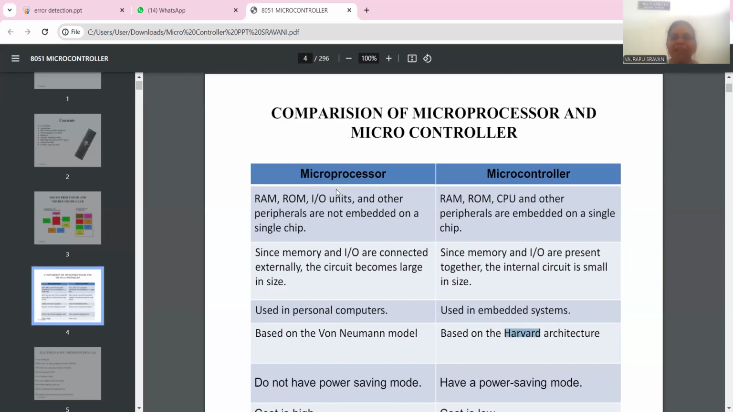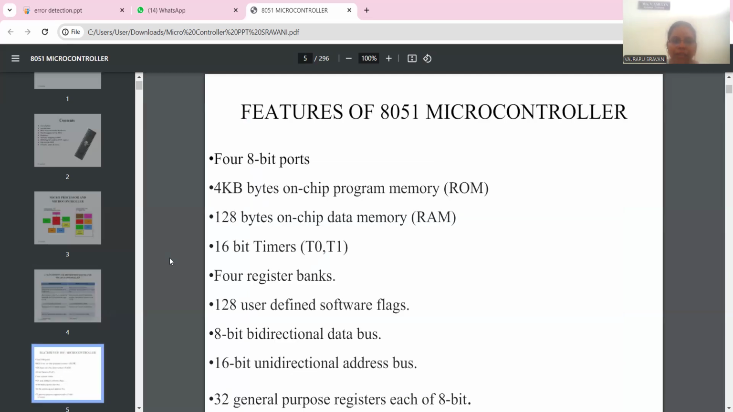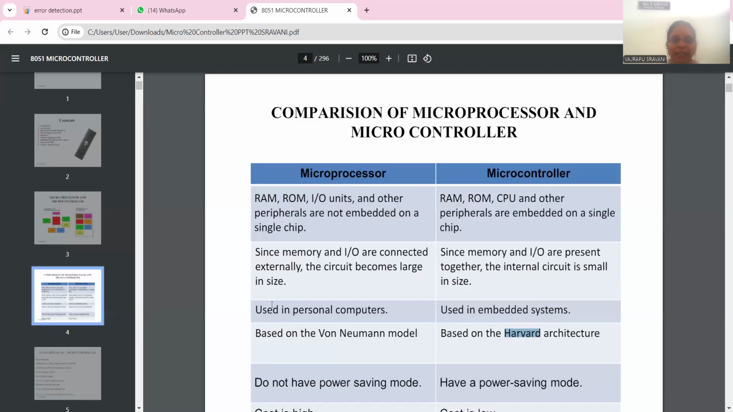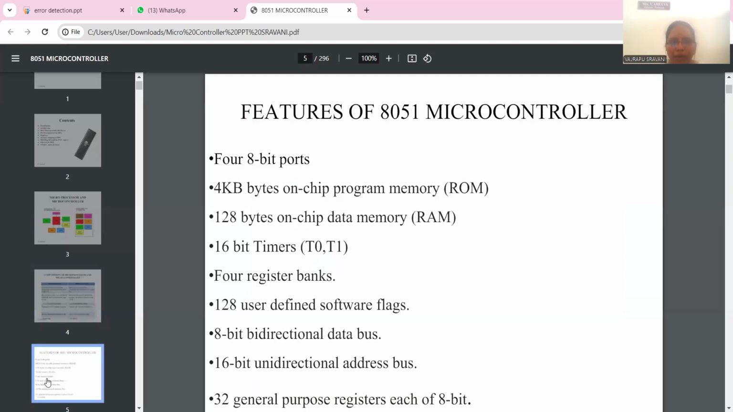There are no power saving modes in the microprocessor, but the microcontroller has power saving modes. The cost of the microprocessor is very high because we need to attach all the peripherals externally, while for the microcontroller the cost is very low. Examples of microprocessors are 8085 and 8086. Microcontroller examples are AVR, PIC, and 8051.